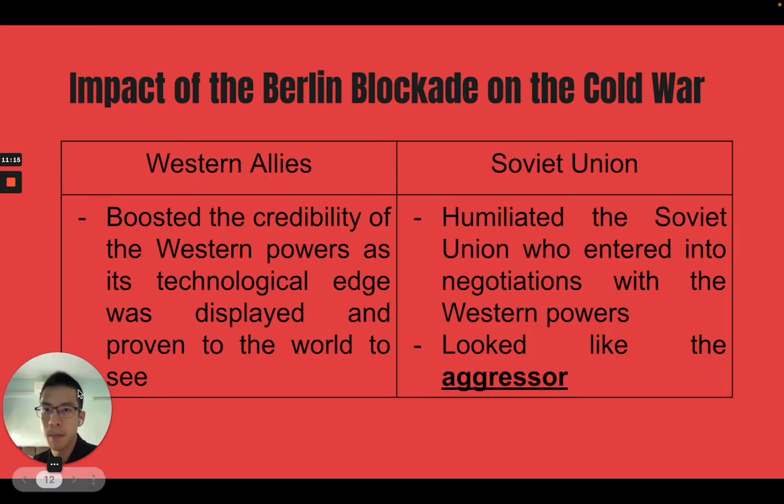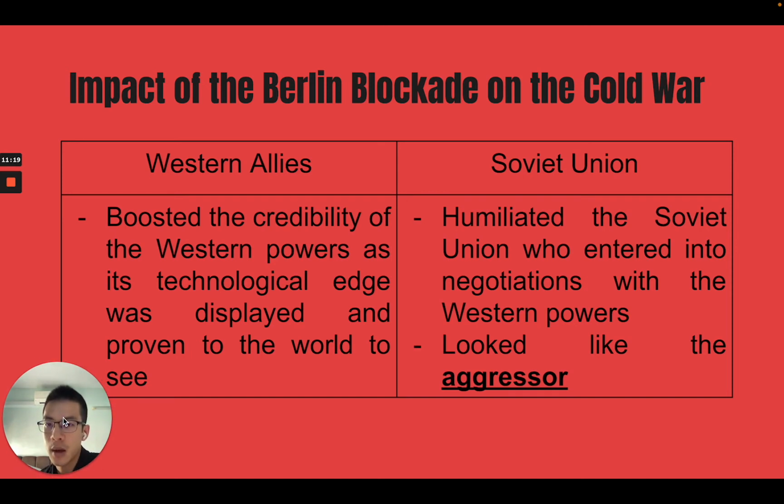Now, what was the impact of the Berlin blockade on the Cold War? Okay, we saw that on the Western side, it boosted the credibility of the Western powers because of two things. First thing is that the technological edge was displayed for the world to see. They could see that when the Western allies teamed up together, they possessed the military and economic capability of launching such a large-scale operation to supply things to the Germans if needed.